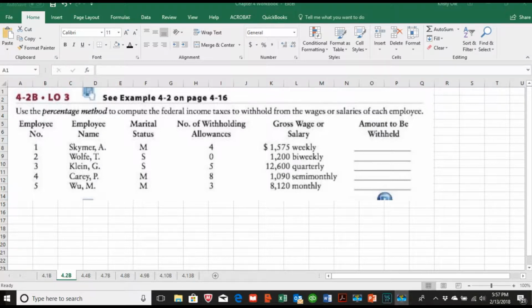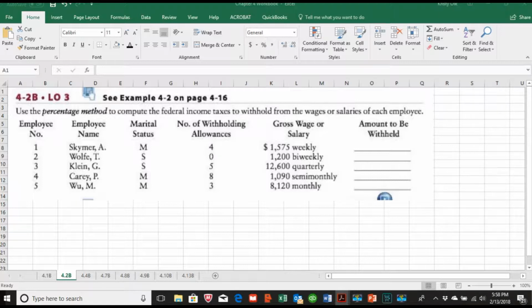Now we're going to actually look at the percentage method. So here they gave us a variety of employees, their marital status, the number of withholding allowances they have, their gross wage or salary, and whether they are paid weekly, bi-weekly, quarterly, semi-monthly, or monthly. And they want us to calculate the amount of taxes to be withheld for federal income tax purposes only.